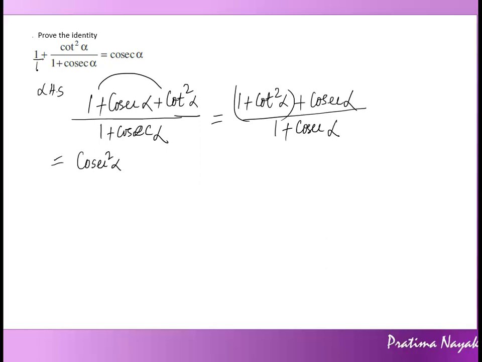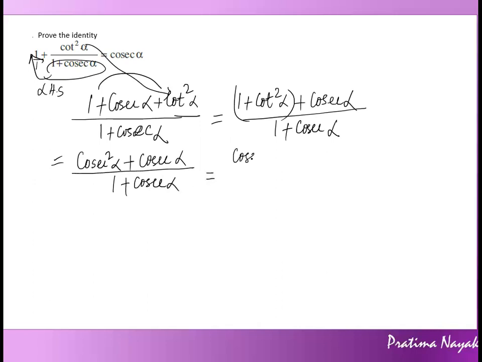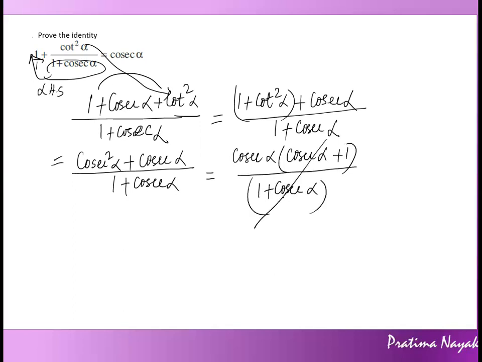I hope you have followed. First I took this LCM, 1 plus cosec alpha multiplied, and this cot square alpha I carry here. And now 1 plus cot square alpha I took together, which becomes cosec square alpha, and plus cosec alpha was there. Next is 1 plus cosec alpha, and in the numerator I'll take cosec alpha common. Then I'll get cosec alpha plus 1, and here 1 plus cosec alpha. 1 plus cosec alpha and cosec alpha plus 1 is the same. So this will be cosec alpha, which is RHS. Hence it is proved.